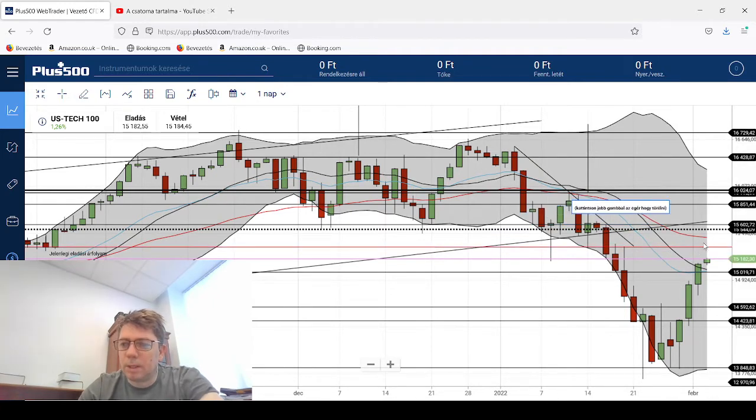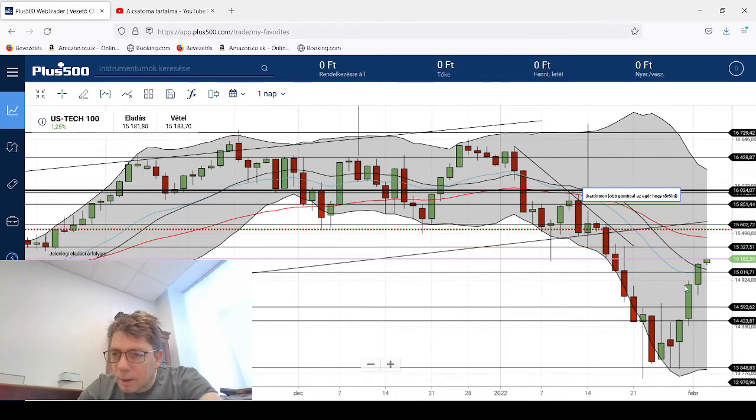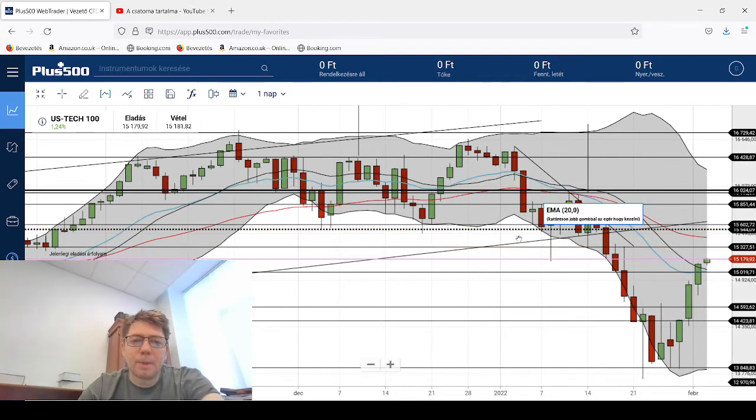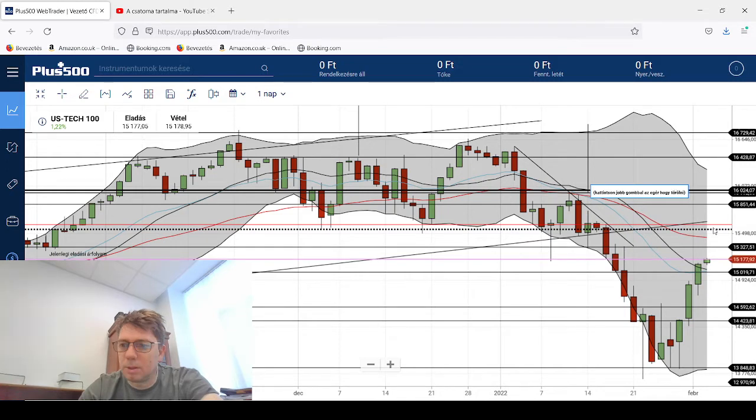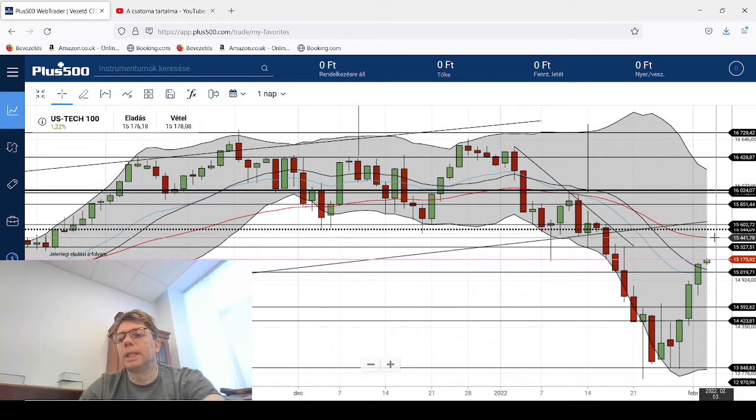15,327. Once we get above there, then 15,544 is the next resistance area. This is a more important resistance, so we might get to 15,500. In fact, the 50-day EMA is right there. That could also be targeted because we just got above the 20-day EMA. So 15,440. I would say we are on our way to 15,440, to the 50-day EMA, and we will see what's going to happen there.